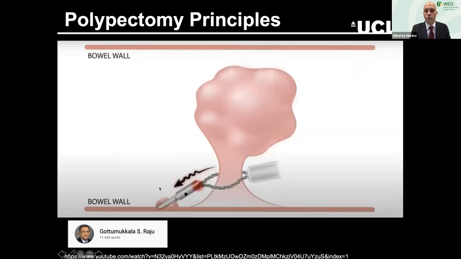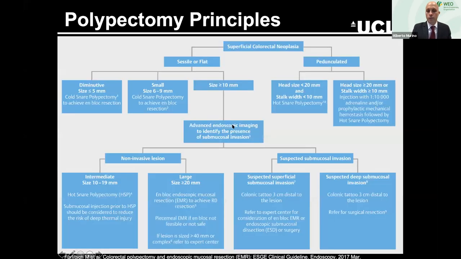You also have to keep in mind that if you have some metallic clip close to you, then this can actually cause electricity to travel from the snare to the clip. So you need to avoid any contact. Usually what we do and what we recommend is to be careful that the polyp is not touching anywhere with the colonic wall. That's the simplest way to avoid any travel of the electricity.